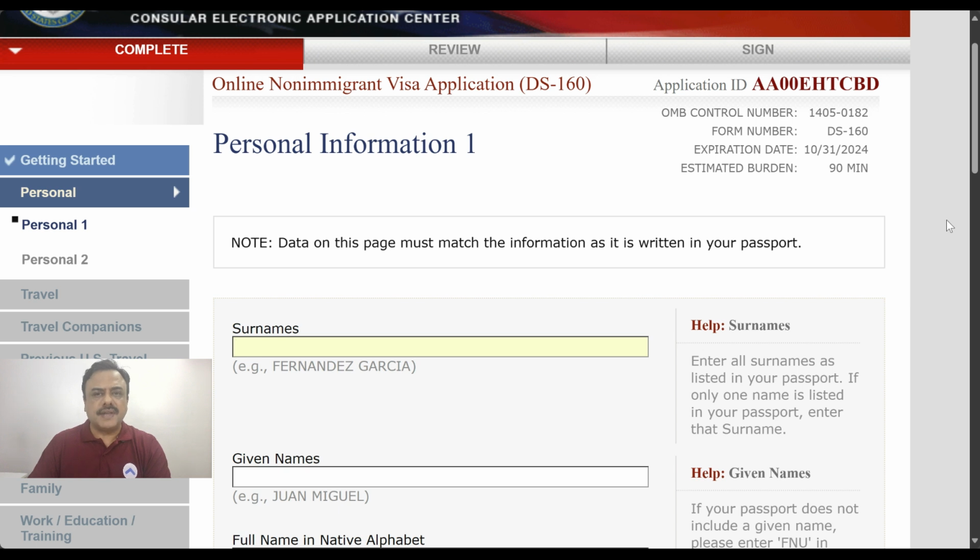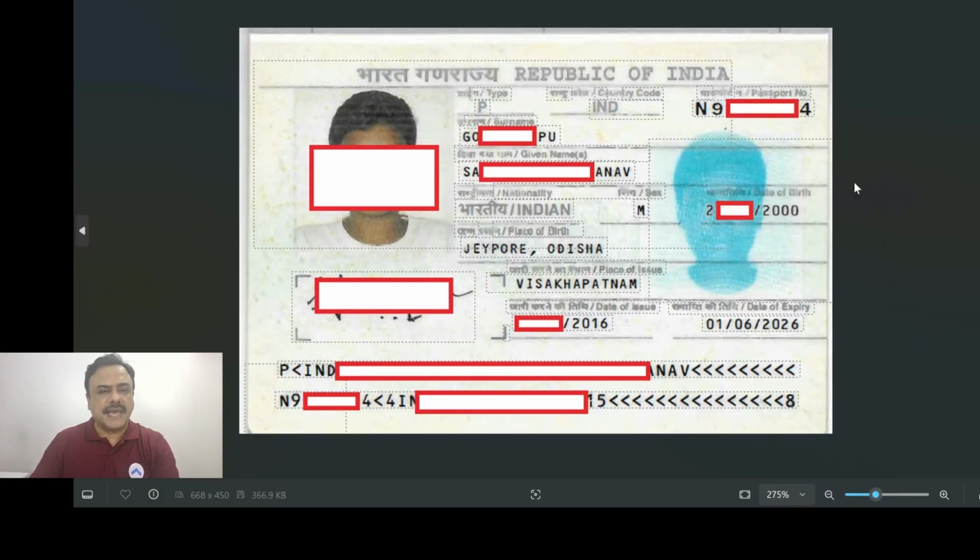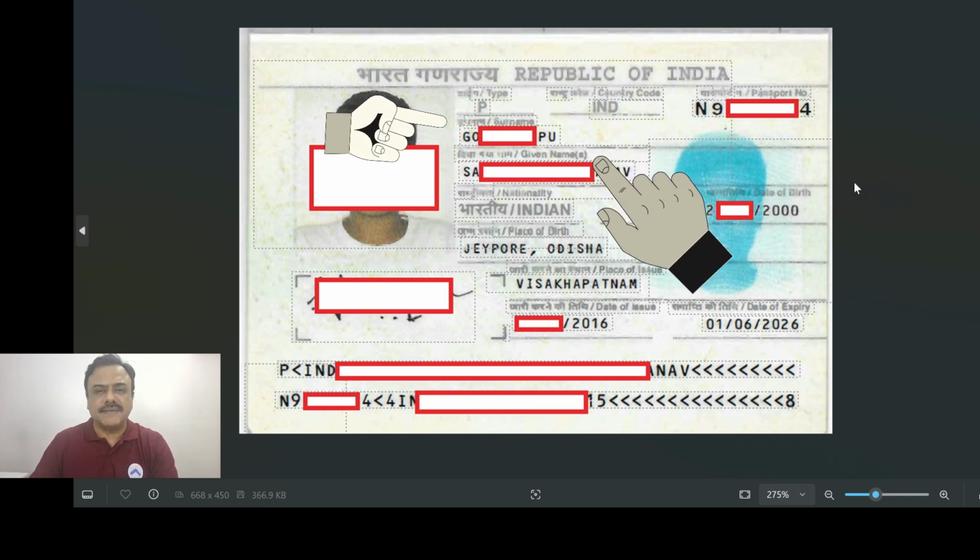This part is very, very important. The concept of surname and given name. How do you get this information? Bear in mind, it has to be in line with your passport. This is a model of the passport. You will realize that it has all the critical information that is required while filling this form, and you have to adhere to exactly the way it is given in the passport.